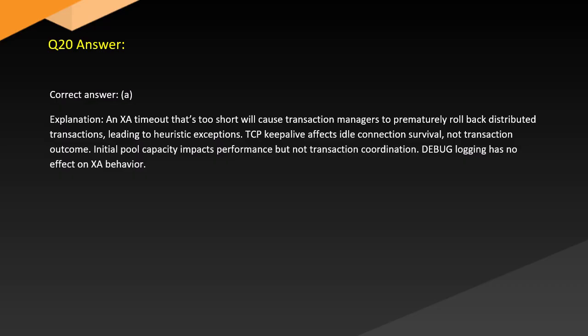Answer. Correct answer. A. Explanation. A JTA timeout that's too short will cause transaction managers to prematurely roll back distributed transactions, leading to heuristic exceptions. TCP keep-alive affects idle connection survival, not transaction outcome. Initial pool capacity impacts performance but not transaction coordination. Debug logging has no effect on JTA behavior.